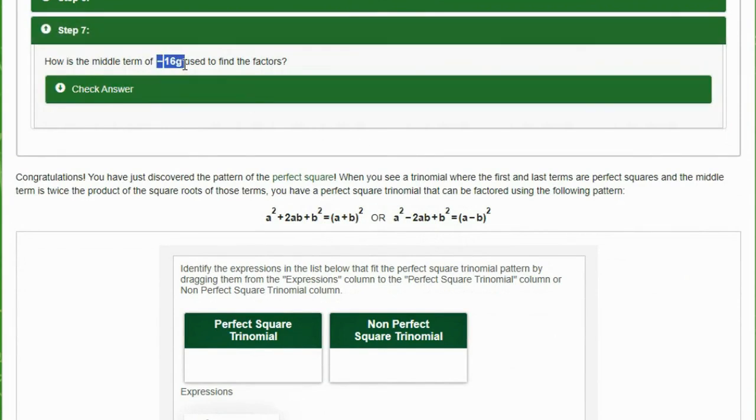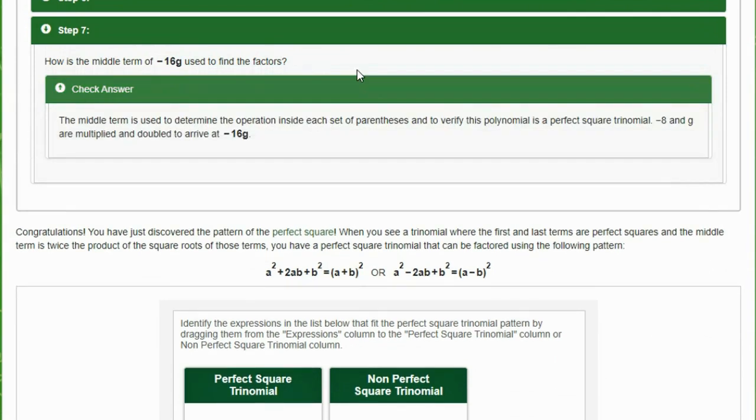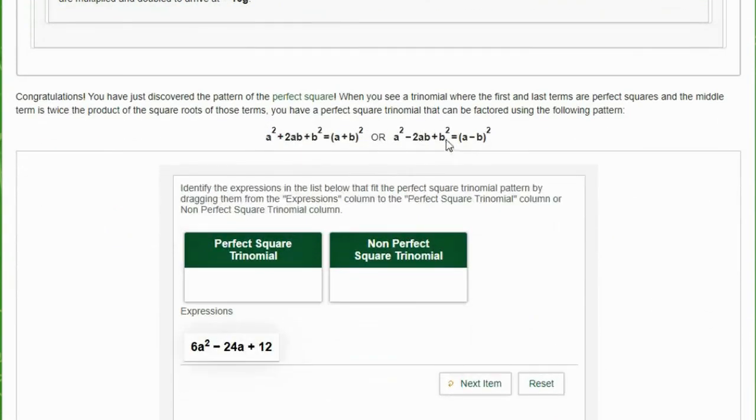You basically cut that in half to find the factors. If it's negative 16g, you know it's a negative, and it's 8g because you cut it in half. Here are those patterns that I had written down on paper. A squared plus 2ab plus b squared is a plus b squared, or if it's minus, it's a minus b squared.